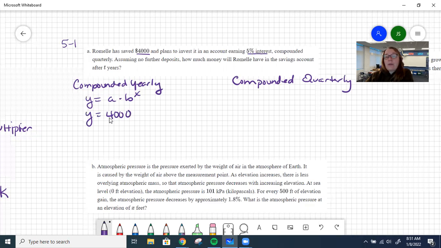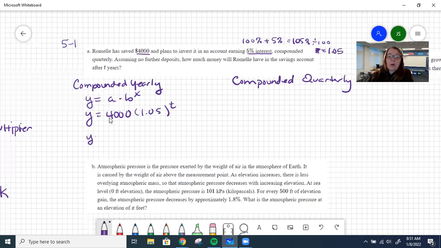And then it earns 5% interest. So that means it keeps 100% of the existing amount plus an additional 5%. So that's 105%. And when we have to go from a percent to a rate, we divide by 100. So this is going to be 1.05. So our multiplier here is going to be 1.05 and then to the t power. This is if it was compounded yearly.